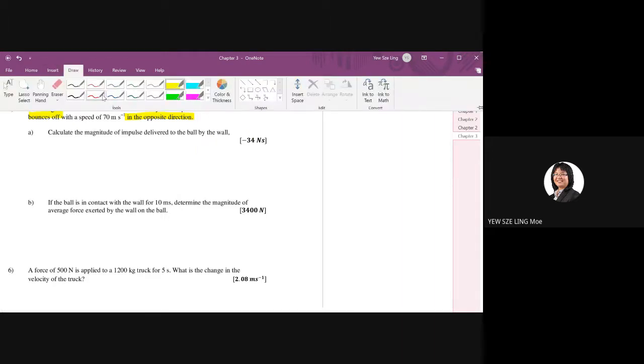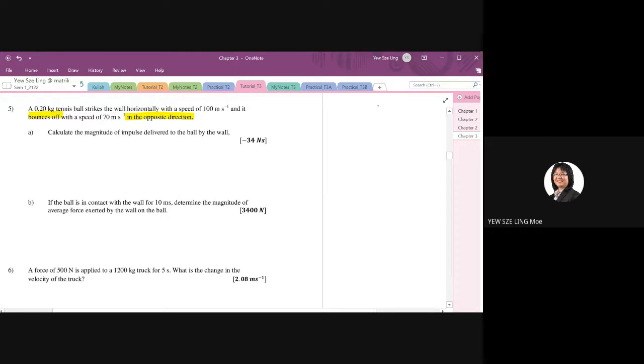All right. So let us sketch a diagram first. Usually I like to assume my object is moving to the right. Therefore, now I'm going to assume the wall is on the right hand side. Okay. So I have a tennis ball moving horizontally with an initial velocity of 100 meters per second. It hits the wall and then bounces off in the opposite direction. Therefore, the v is equal to negative 70 meters per second. Right. So calculate the magnitude of impulse delivered to the ball by the wall.